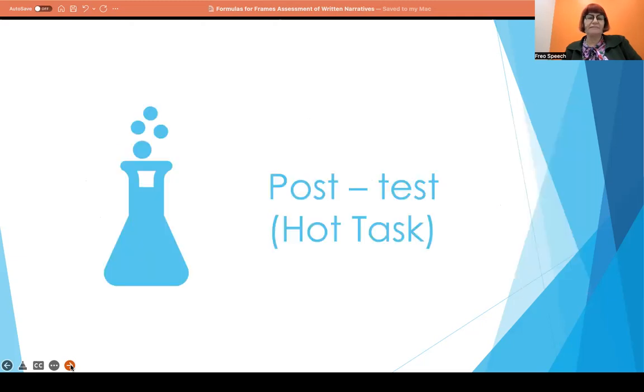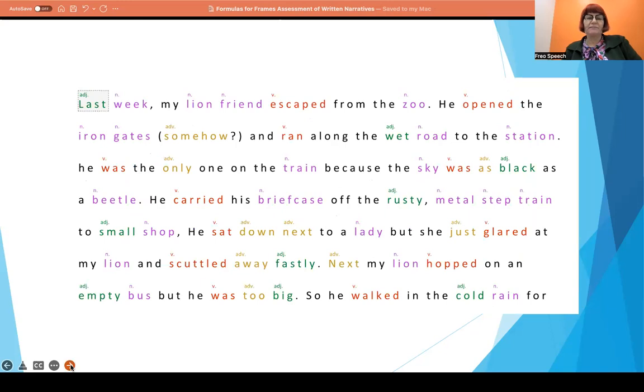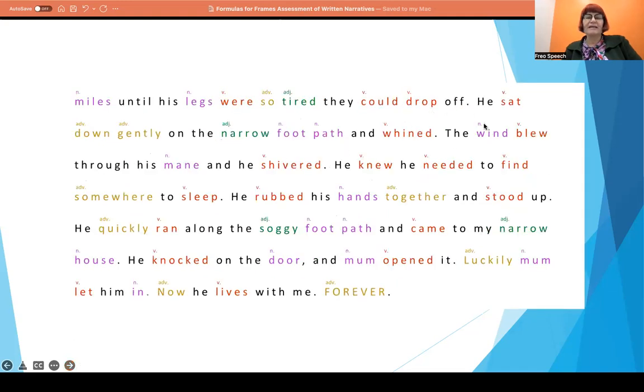Here is the post test. Same deal. And you can just have a look and see, okay, as I was rattling off all those verbs before, again, I can just do it very easily. Escaped, open, ran. I'm just looking at lexical verbs. Carried, sat, glared, scuttled, hopped, walked, could drop, sat, whined, blew, shivered, knew, needed, find, sleep, rubbed, stood, ran, came, knocked, opened. So a plethora of verbs.